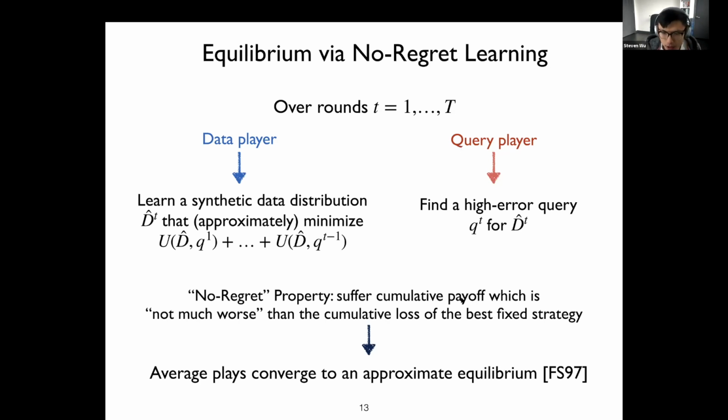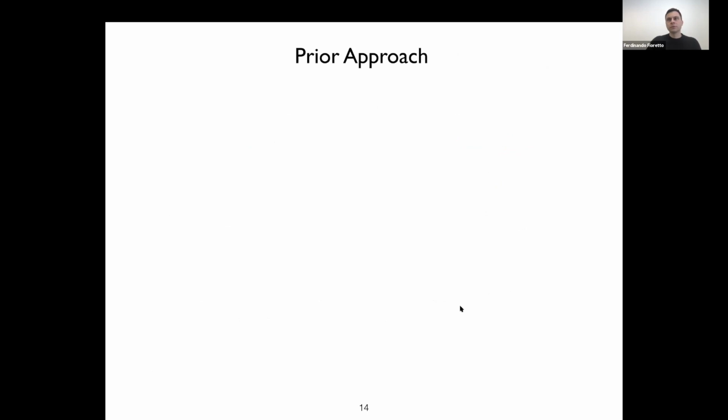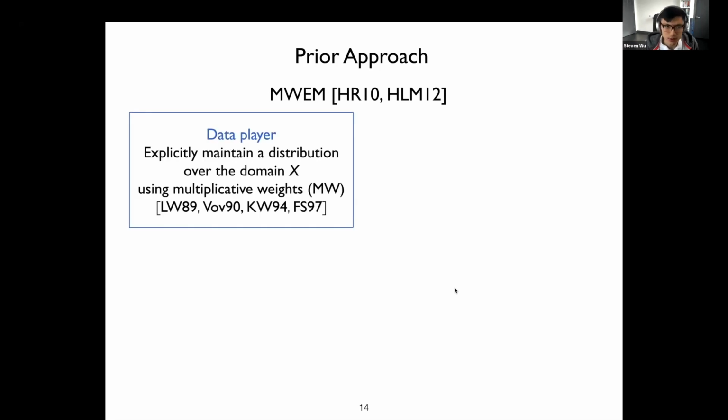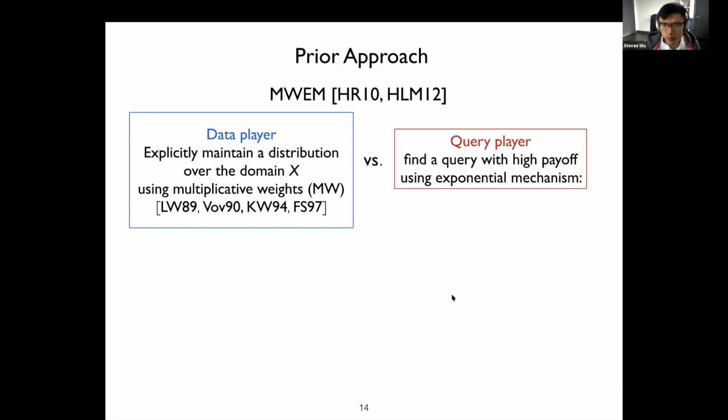So let me talk about that by talking about how a prior algorithm works. It's an algorithm established by now, maybe 10 or 8 years old, called MWEM, or private multiplicative weights. It simulates this repeated gameplay by doing the following. Repeatedly, you have the data player explicitly maintain a distribution over the domain. It's going to use an algorithm called multiplicative weights, or MW. If you don't know what it is, just think about it as a generic no regret learning algorithm. And after each round, the data player updates the distribution using MW. The query player is going to find a query with high payoff or high error using the exponential mechanism.